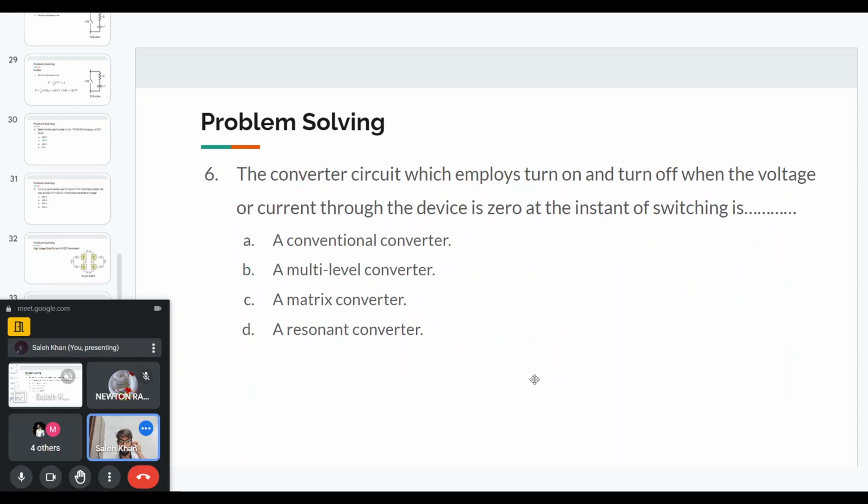So the sixth question is asking which converter circuit employs a turn on and turn off when the voltage or current through the device is zero at the instant of switching. And the options are conventional converter, multi-level converter, matrix converter, or a resonant converter.